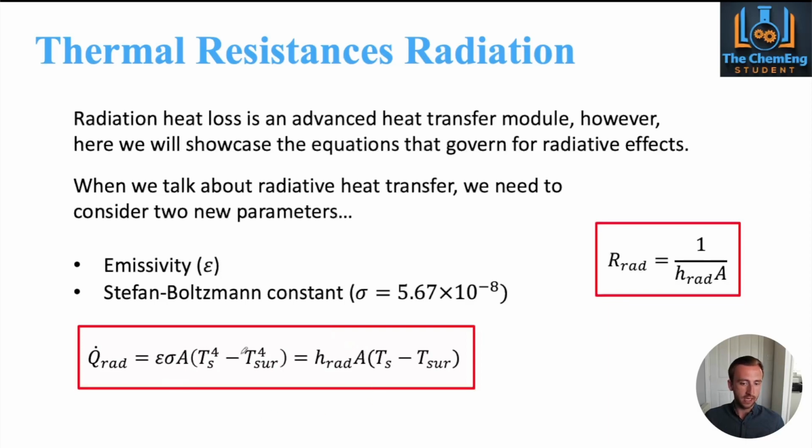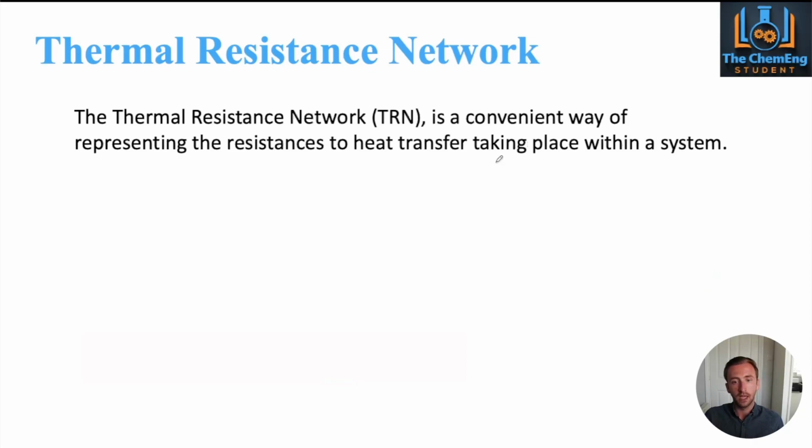So what we can see here is that h radiation is actually the emissivity multiplied by the Stefan-Boltzmann constant. Therefore, if you wanted, you could replace it with these two parameters as well. But notice, in every case, you have to take account of the geometry of the system that you're working with, i.e. A, in all cases.